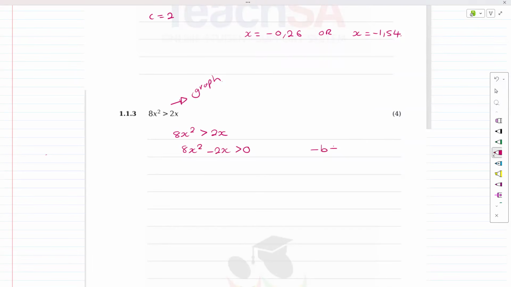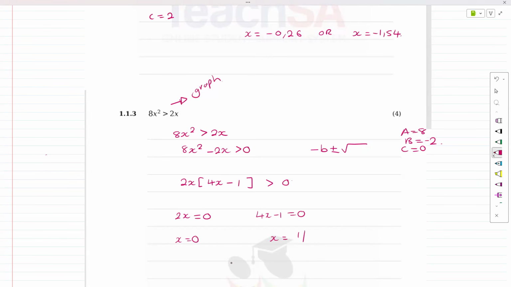Guys, again, you can use the quadratic formula. You could use c as 0 if you wanted to, a as 8 and b as minus 2. Or you could take out a common factor of 2x. So if I take out 2x as a common factor, I'm left with 4x minus 1, and that's less than 0. Let's just use critical points, easy to deal with, or critical values. I get x equals 0, or x equals 1 over 4.